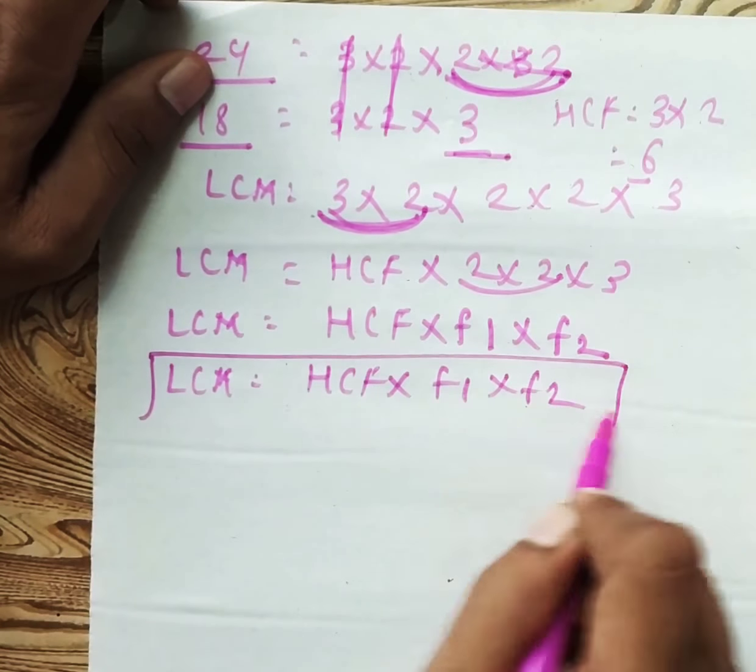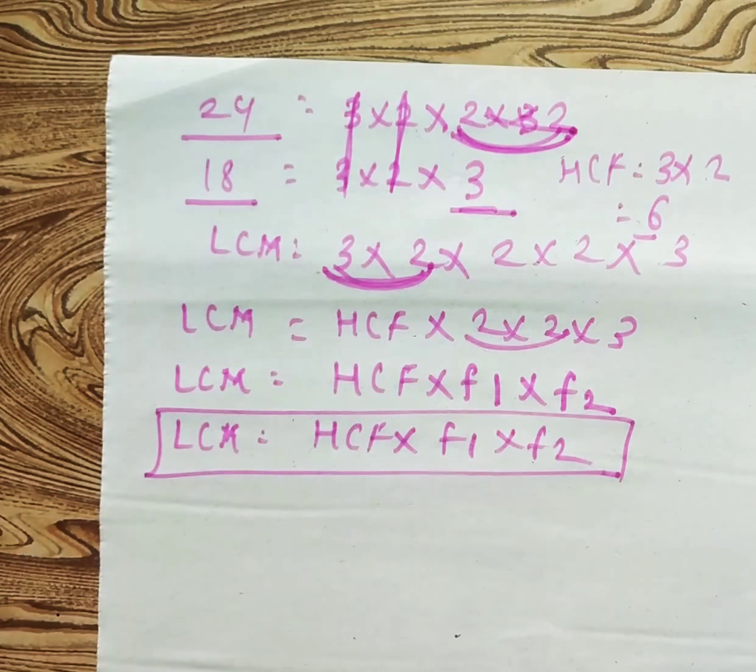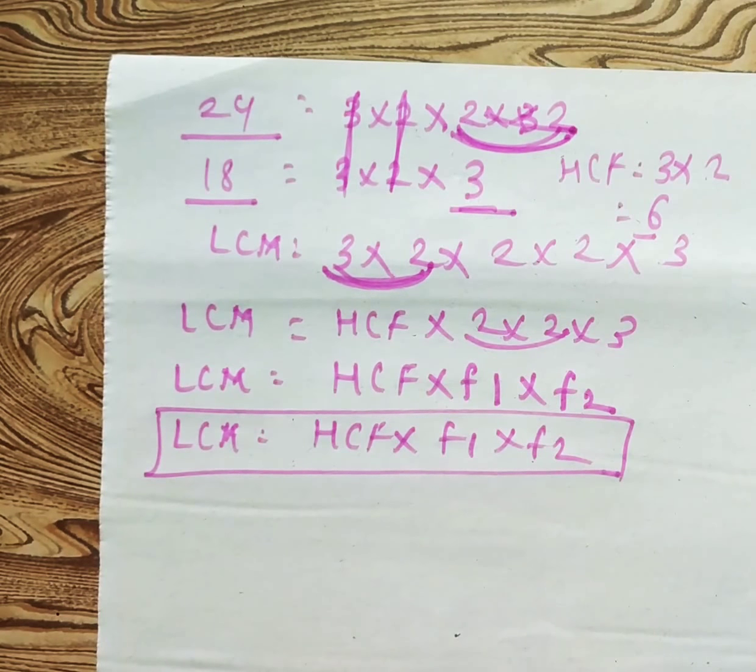So this is also very important, please note it down. Means the LCM includes the HCF, multiplied by the remaining uncommon factors of the numbers. So LCM is equal to HCF into F1 into F2. This is very important.